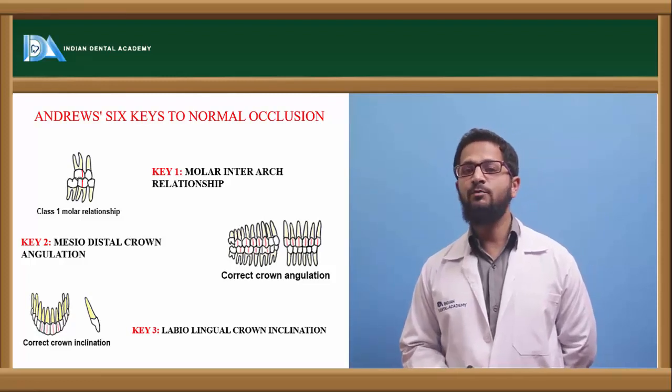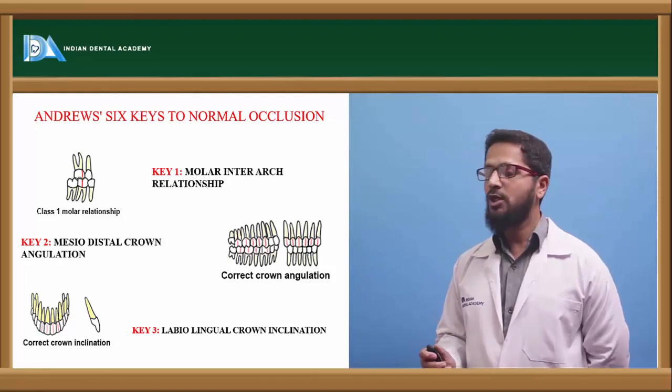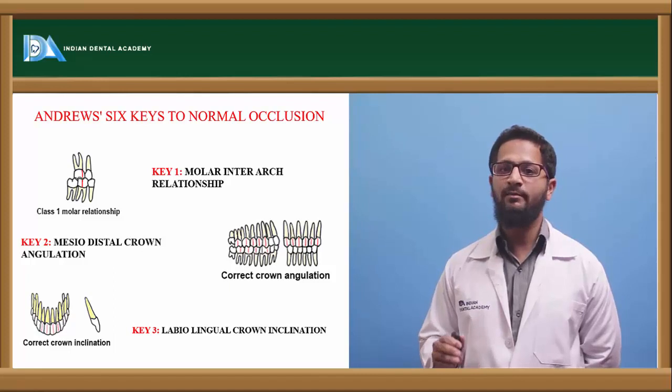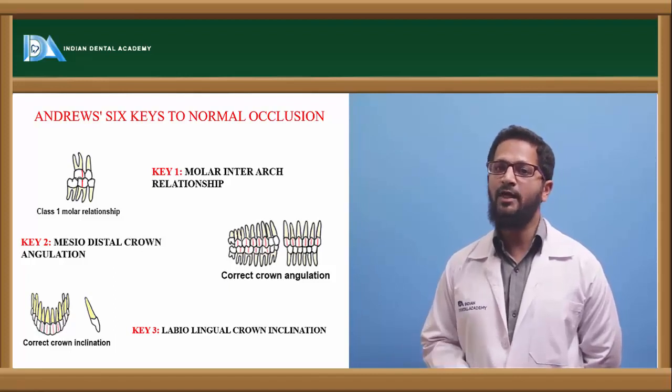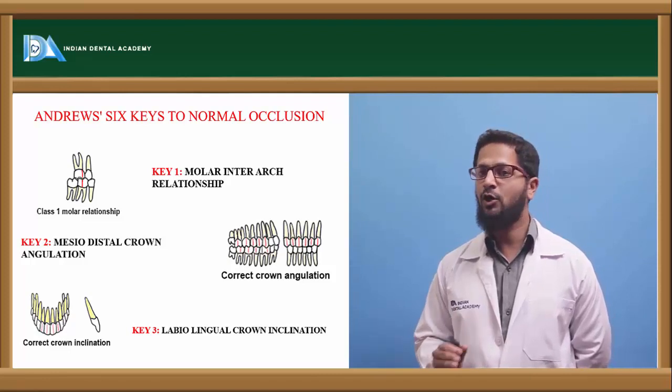According to this, as we can see in the diagram, the mesiobuccal cusp of the maxillary molar should occlude in the buccal groove of the mandibular molar, the groove which is present between the mesial and the middle buccal cusp of the mandibular molar. If this type of molar relationship exists, then it can be considered a normal occlusion.